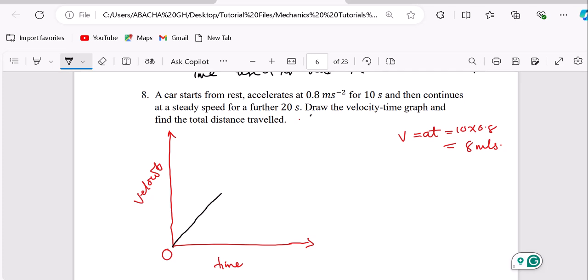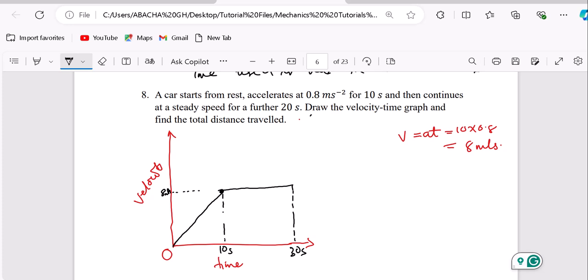like this. When it gets to 8, let's assume here's our 8 meters per second, and the time used is just 10 seconds. It then continues at a steady speed. So when it gets here, it continues horizontally for 20 seconds. So adding 20 to the 10, that's 30 seconds.